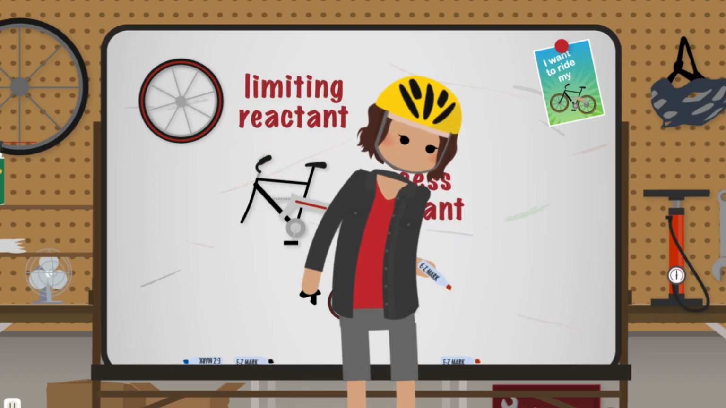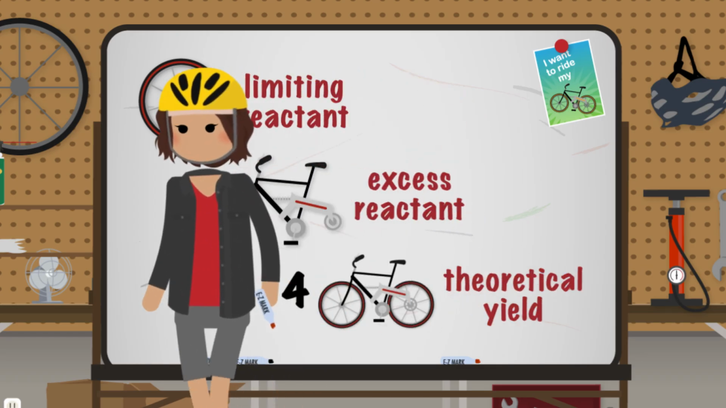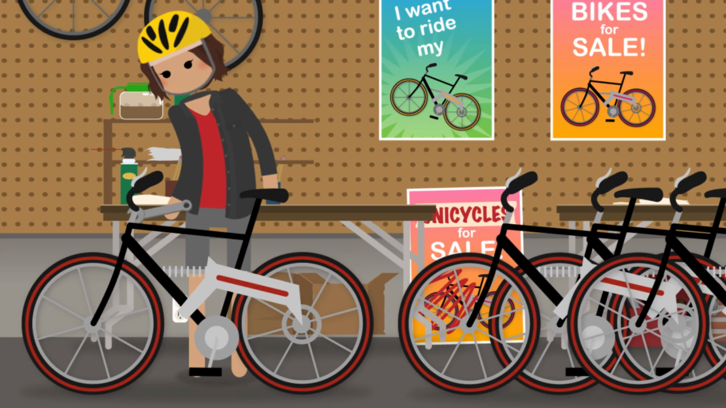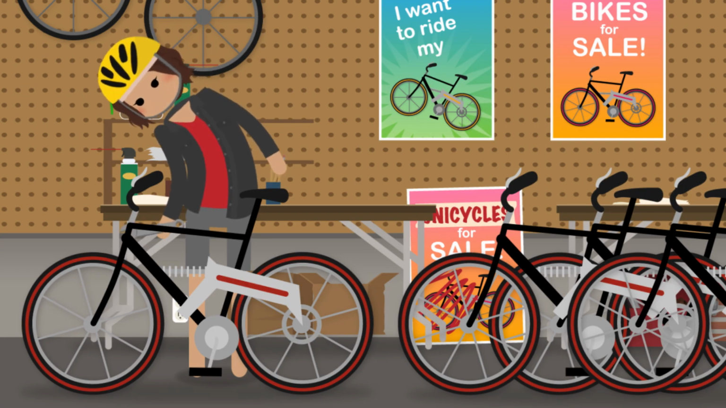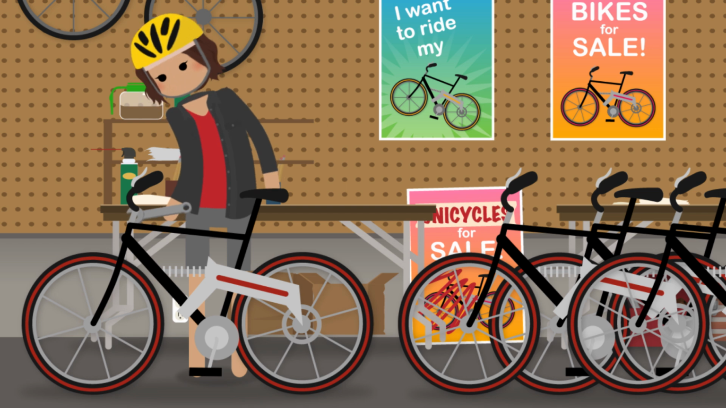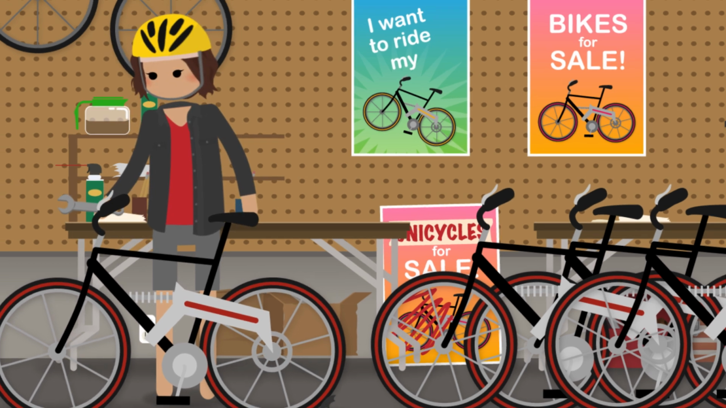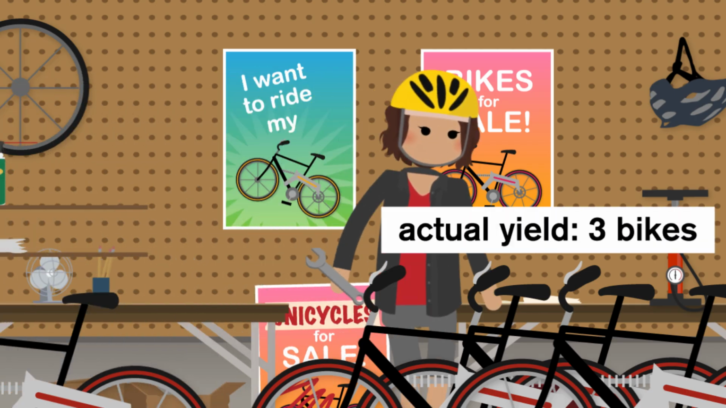This also means that 4 bikes, the amount we can feasibly make before running out of materials, is our theoretical yield. Now that we've calculated our theoretical yield, let's take this a little bit further. Maybe when we actually build the bikes, 2 of the tires have punctures and can't be used. That means our actual yield would only be 3 bikes.